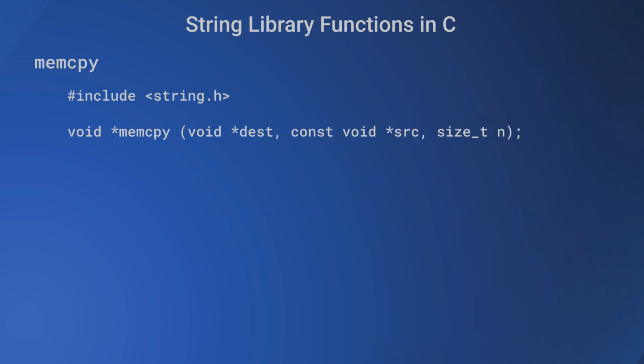memcpy copies n bytes of memory starting at the location pointed by source src to destination dst. It copies a block of memory from source to destination. There must not be any overlap between source and destination memory areas. memcpy returns a pointer to the destination memory area.